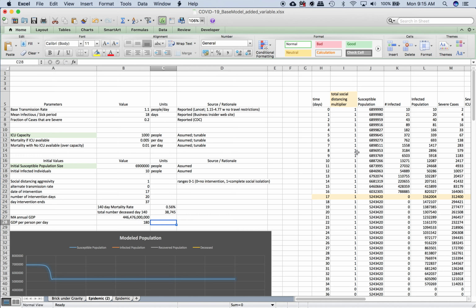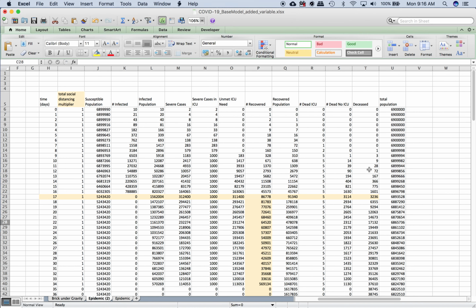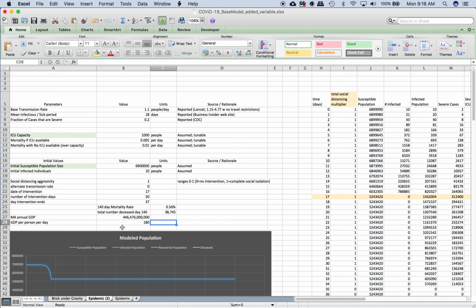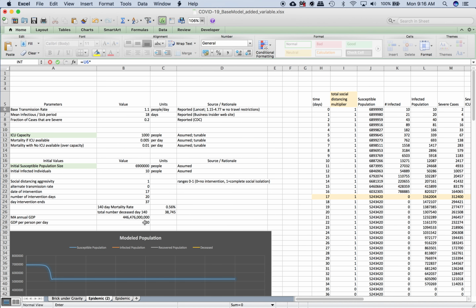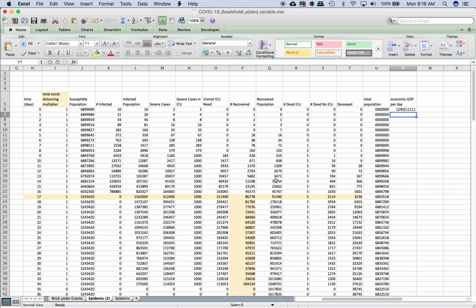to multiply the number of people in the total population here by this GDP per person per day. So if I do that here, we'll call this economic GDP per day. Okay, and so if we do this, total population times your GDP per person per day, hit enter. And that's the total daily economic output of this population.